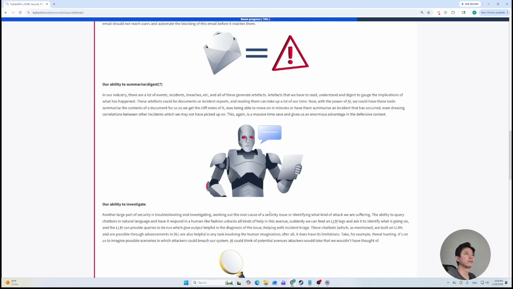Now, with the power of AI, we could have these tools summarize the contents of a document for us, so we get the clip notes of it. Now, being able to move on in minutes and have them summarize an incident that occurred, even drawing correlation between other incidents which we may not have picked up on. This, again, is a massive time save and gives us an enormous advantage in defensive context.